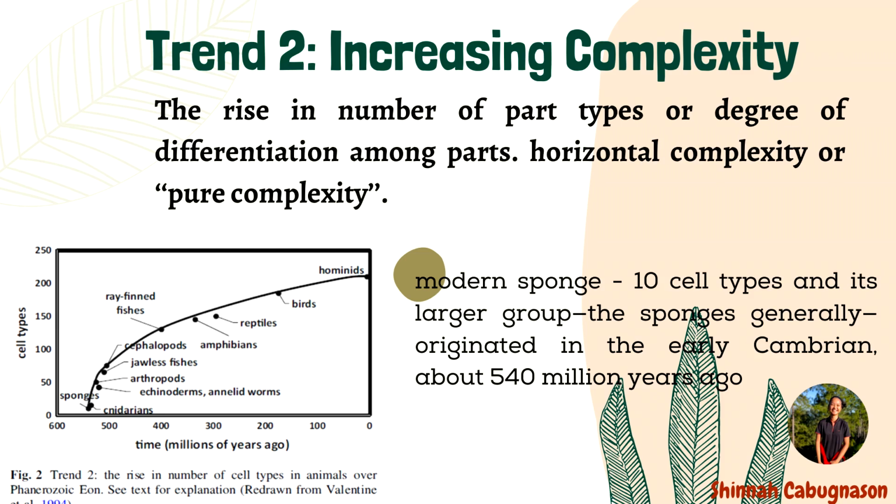The graph is reproduced here in figure 2. Consider just the first data point, the sponges. A modern sponge has about 10 cell types in its larger group. The sponges originated in the early Cambrian about 540 million years ago, or more likely a bit earlier, we now believe. In constructing the graph, the assumption was that the first sponges had about the same number of cell types as modern sponges. Other points are plotted using the same assumption. Overall, the graph shows a rise in the maximum number of cell types from sponges to humans.